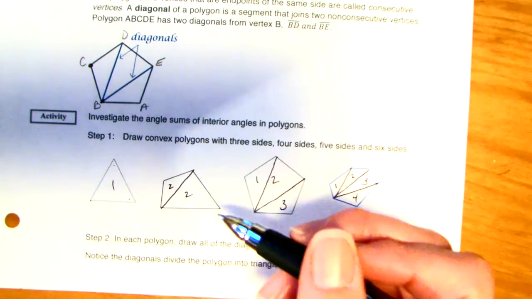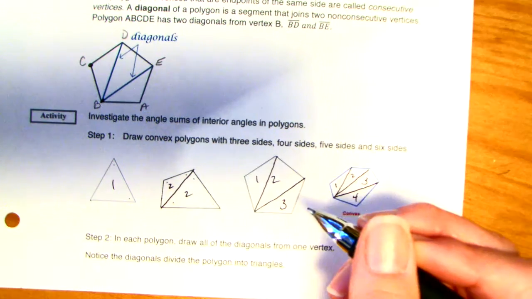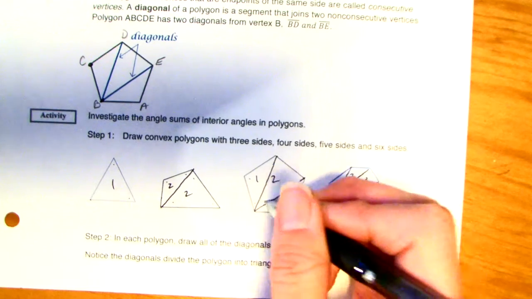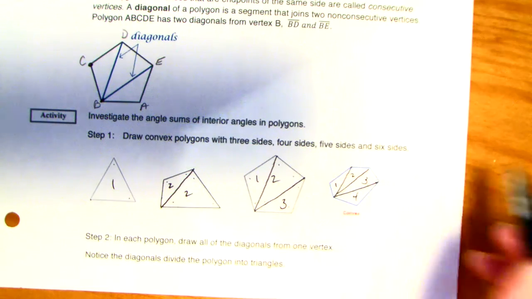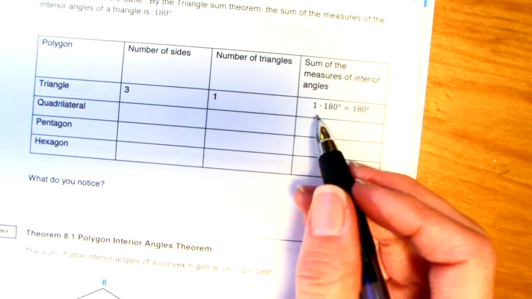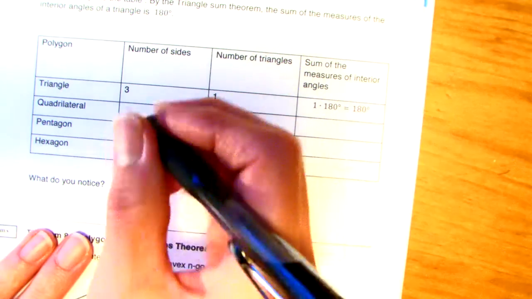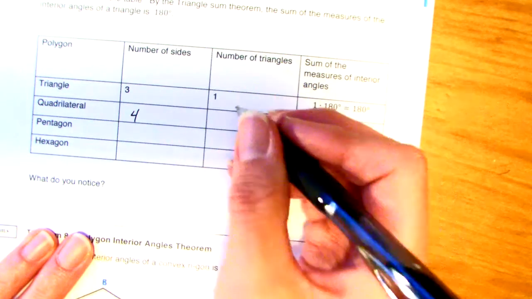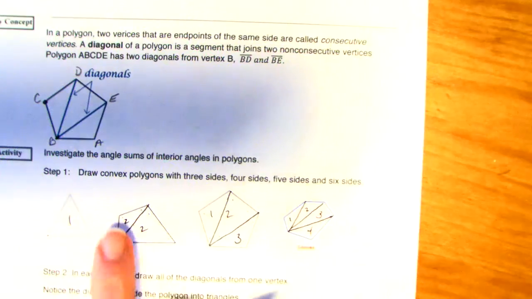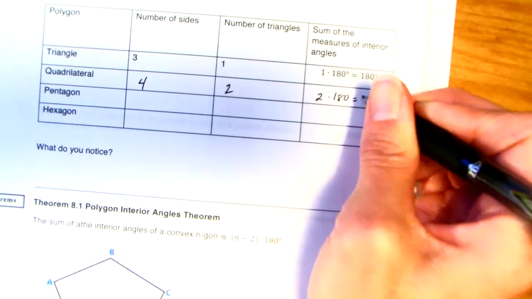So what they're saying is all 3 angles here equal 180. All 3 here equal 180. All 3 here equal 180, etc. So you're going to see a pattern. For instance, a triangle has 3 sides, has one triangle. The sum of the interior angles would be 1 times 180, which equals 180. A quadrilateral will have 4 sides, and if you recall, a quadrilateral ends up with 2 triangles. So you're going to take 2 times 180, which is equal to 360.